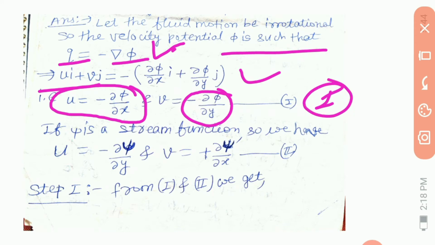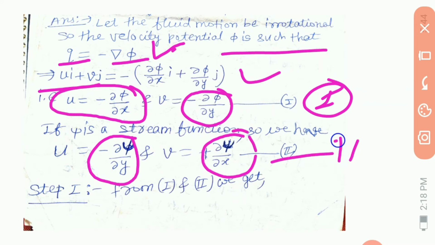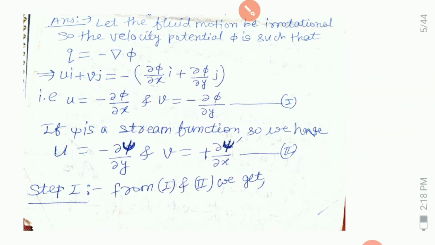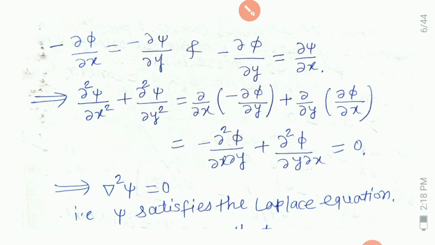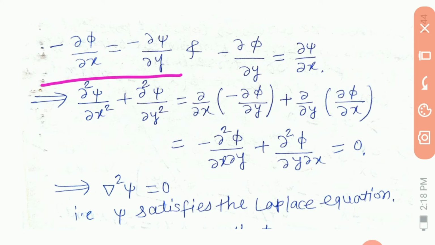If psi is a stream function, then we have u is equal to minus dou psi by dou y and v is equal to plus dou psi by dou x. Suppose this is second. From this first and second we get minus dou phi by dou x is equal to minus dou psi by dou y, and minus dou phi by dou y is equal to dou psi by dou x.